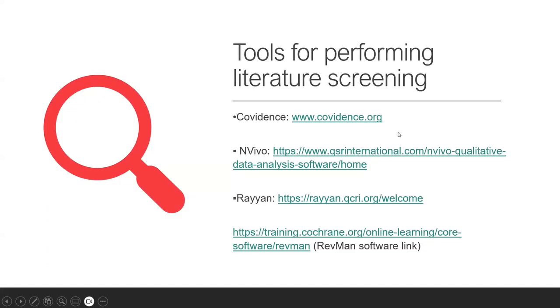So these are the tools that you can use for screening: Covidence, Rayyan, and for data analysis you can use NVivo and RevMan software.